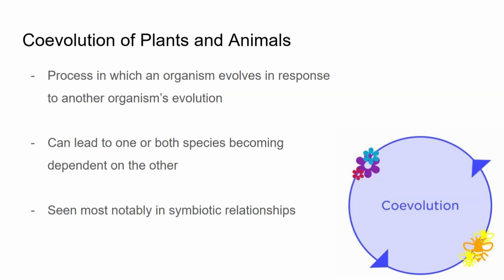The coevolution of plants and animals is a process by which an organism evolves in response to another organism's evolution. So it examines the relationship between two species and how their relationships have become intertwined over time. This process can lead to one or both species becoming dependent on the other. This dependency is most notably observed in symbiotic relationships.